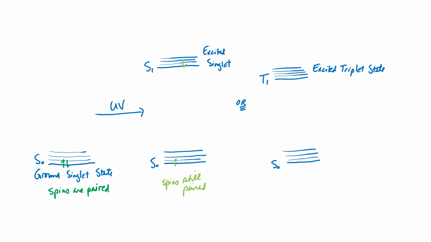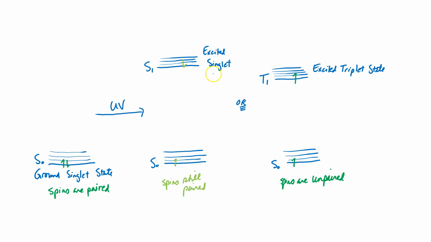Now, how does this transition look? I'm going to promote this electron to the excited triplet state, but it's going to change spin. Do you see how that happened? We no longer have spin up and spin down. We have spin up and spin up. The spins are unpaired, or they are no longer paired.